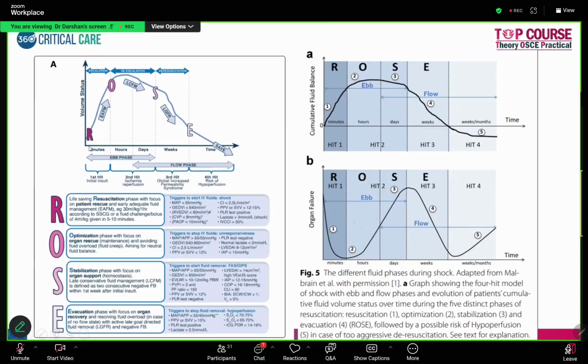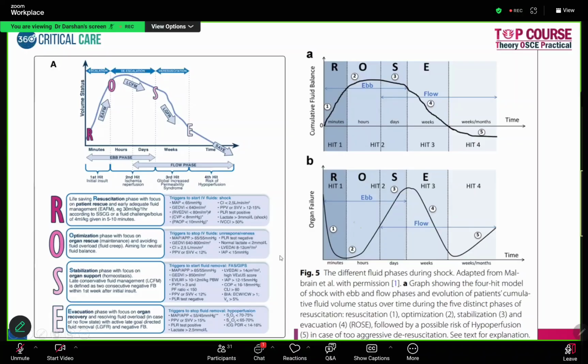So I told you this is minutes, then we come into hours. That is your optimization phase, which focuses mainly on maintenance fluids. Majorly we have to avoid fluid creep, like we saw in burns as well. So the aim is to achieve a neutral balance between day 1 and day 3. So here, what do we have to see?